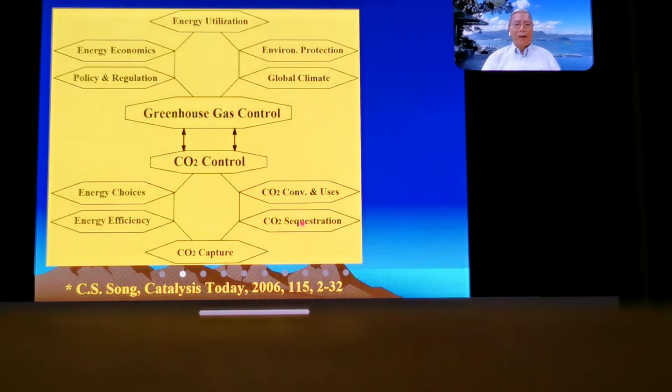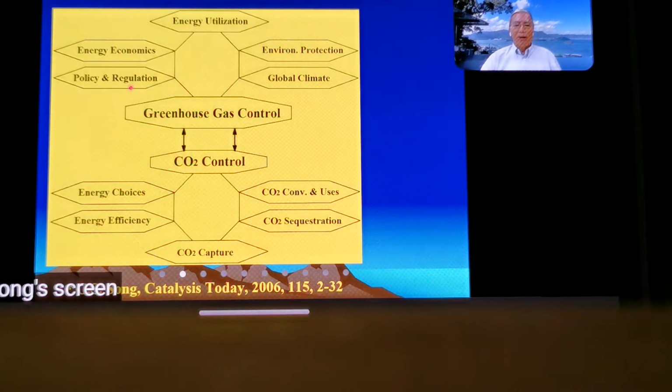Over roughly 15 to 17 years ago, the globe has become more interested in CO2 utilization. In one of the plenary lectures I gave in Norway at the International Conference on Carbon Dioxide Utilization, I wrote a review based on the plenary lecture on the global energy challenges associated with the greenhouse gas control issue.